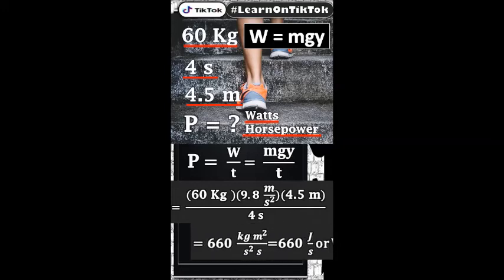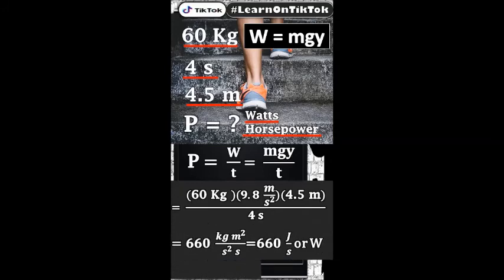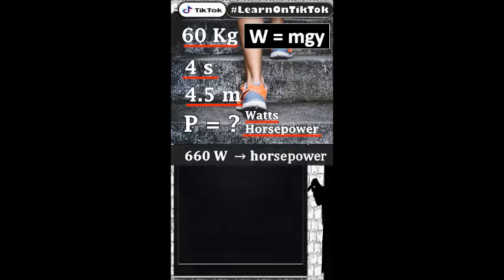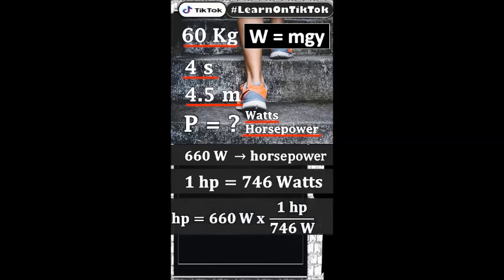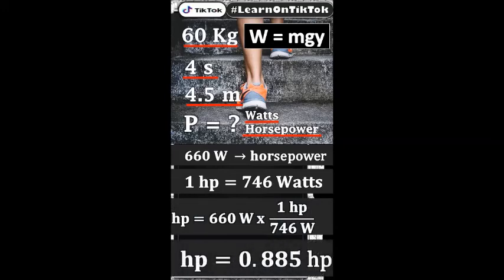The unit kilogram meter squared per second squared is equivalent to joules. Hence, power is in joules per second or watts. The calculated power is equal to 660 watts. To convert this into horsepower, we need a conversion factor. 1 horsepower is equal to 746 watts. By means of simple dimensional analysis, power is equal to 0.885 horsepower.